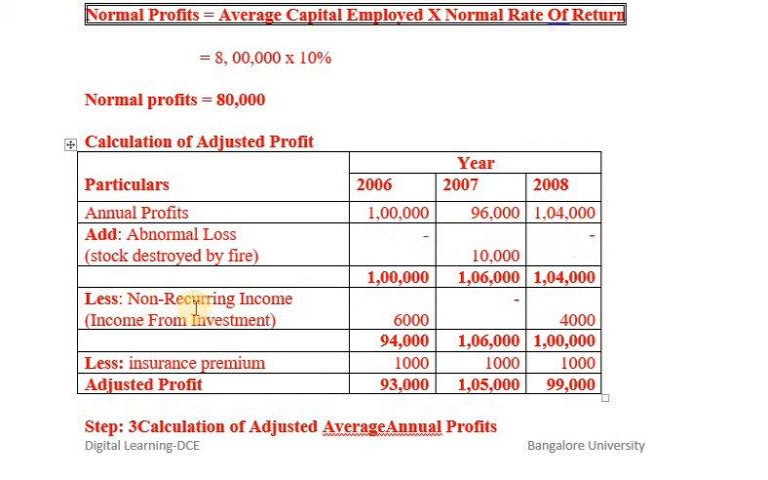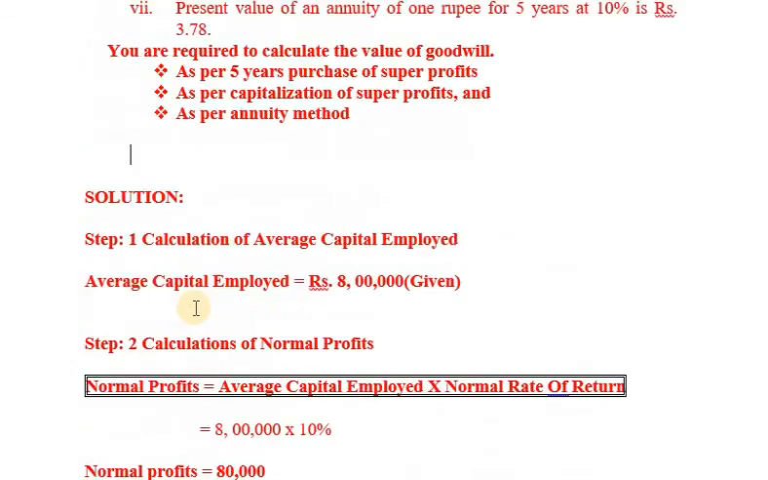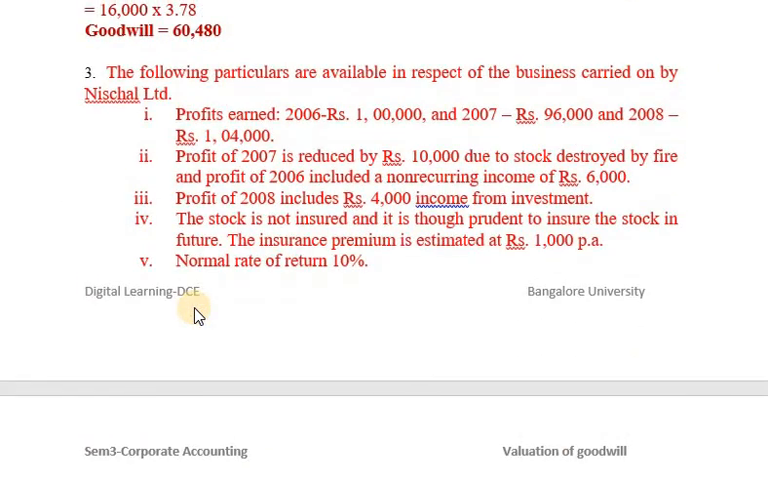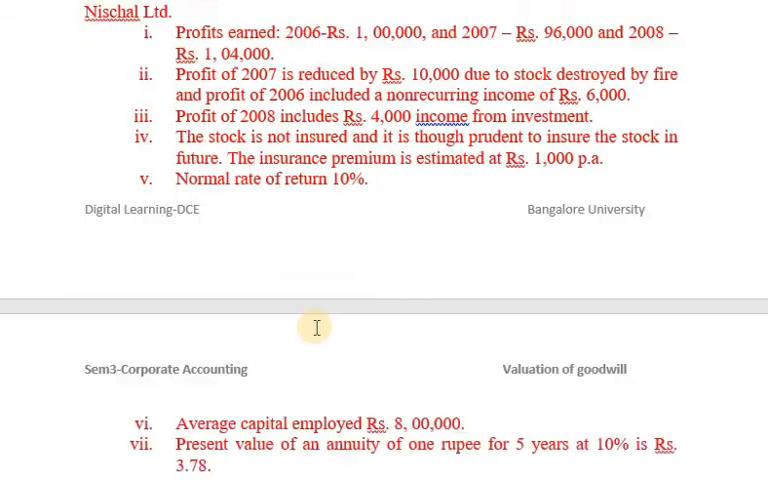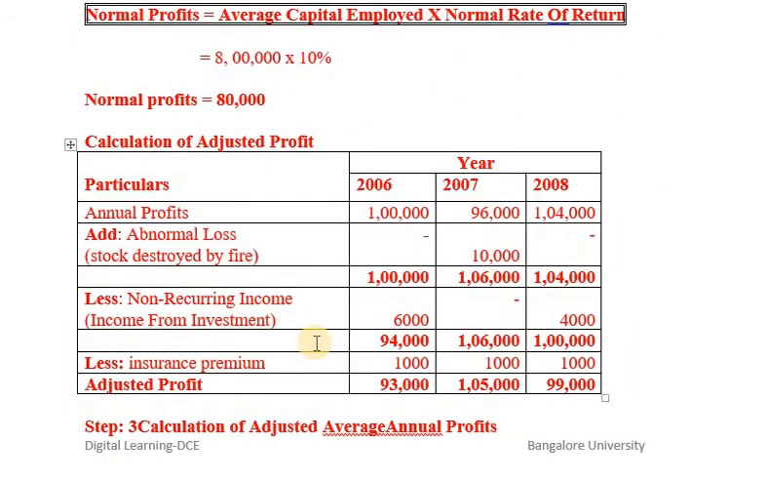To this, we are going to add abnormal loss. Abnormal loss means stock destroyed by fire. Given the problem, profit of 2007 is reduced by rupees 10,000 due to stock destroyed by fire. So stock destroyed by fire is nothing but abnormal loss, 10,000. We are adding it. So accordingly 1 lakh 96,000 plus 10,000, 1 lakh 6,000, 1 lakh 4,000 as usual.